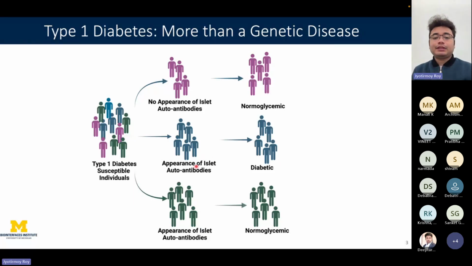The second category is the group that develops autoantibodies in the blood, gets detected with the autoantibodies, and over time progresses to become type 1 diabetic. This is the group which suffers from the disease's pathological burden.